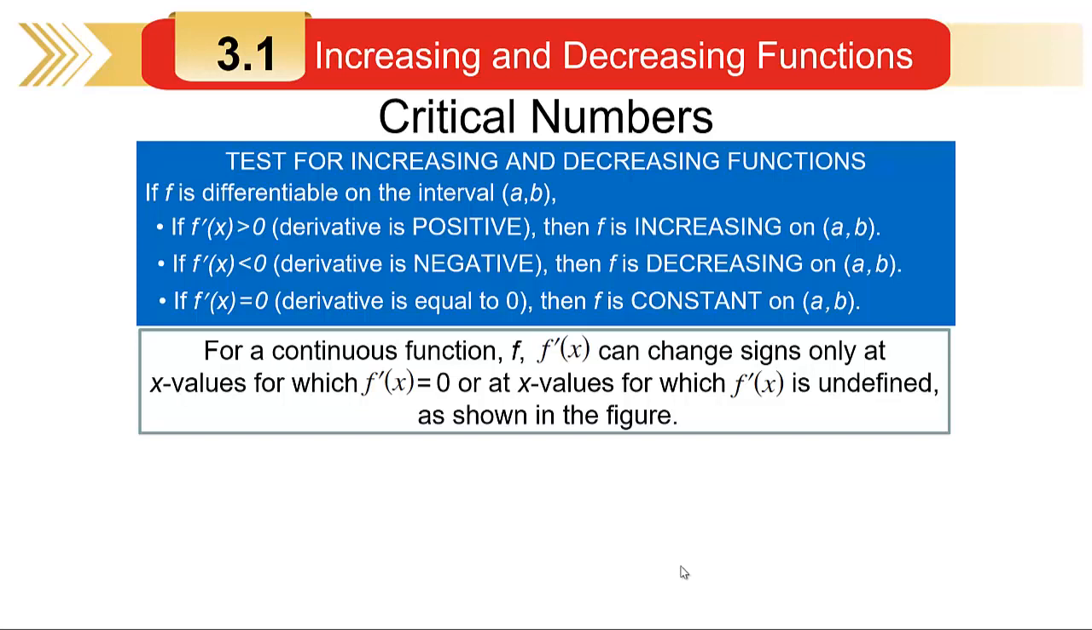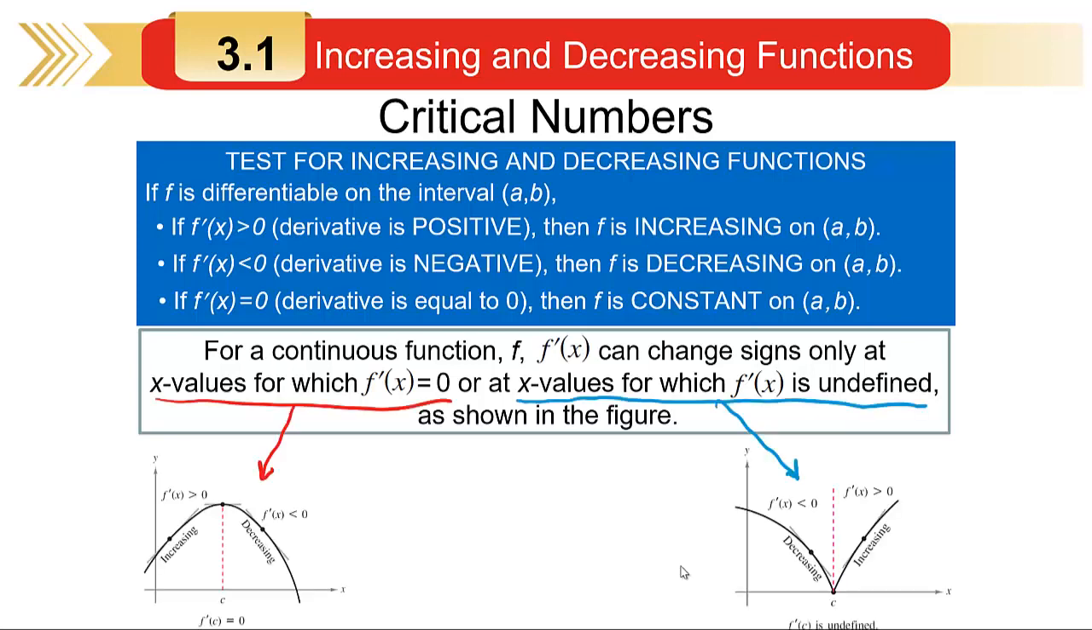For a continuous function, f prime of x can change signs only at x values for which f prime, the derivative, is equal to 0, or at values for which f prime is undefined. And we've talked about these types of values before. The derivative is 0 or the derivative being undefined. An example of a place where a derivative is undefined is if you get a sharp point, a cusp. We've talked about this in the past.